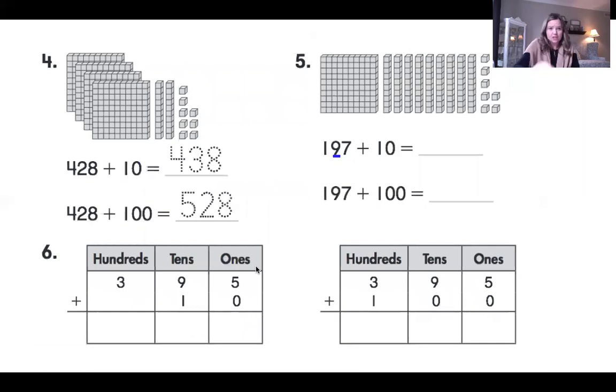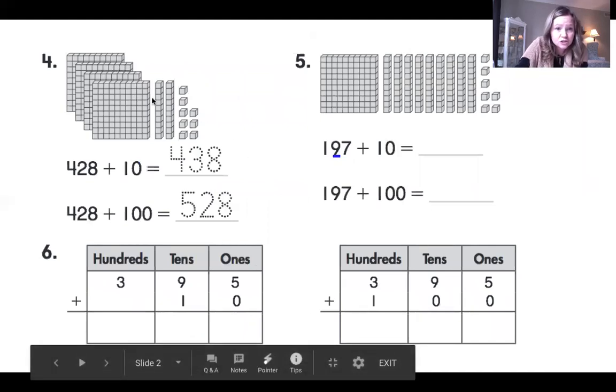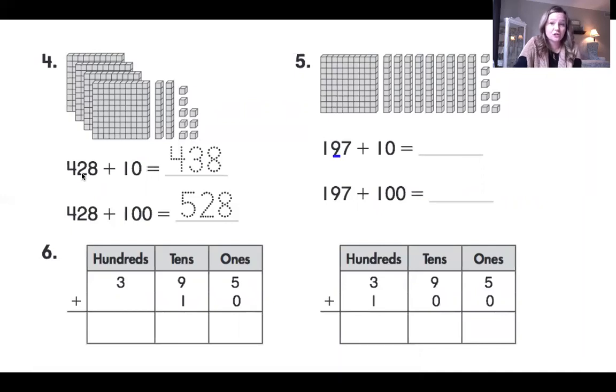Number 4. So we have 428. Okay? We are looking at 428 plus 10. So we are looking in our tens place. Notice this 2 in the tens place, and here my 1 in the tens place. So my ones are going to stay the same. I'm going to keep the 8. 2 plus 1 is 3. And then 4, there's no 100 over here, so it's 4 plus 0, so it's 4. So 428 plus 10 goes up to 438.